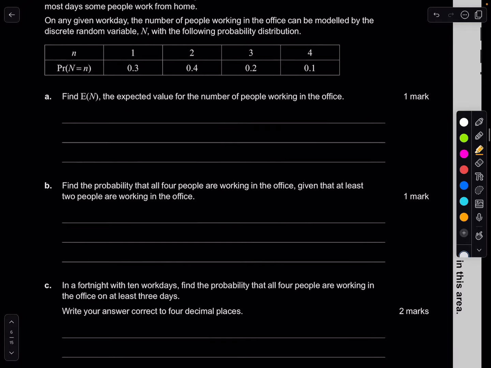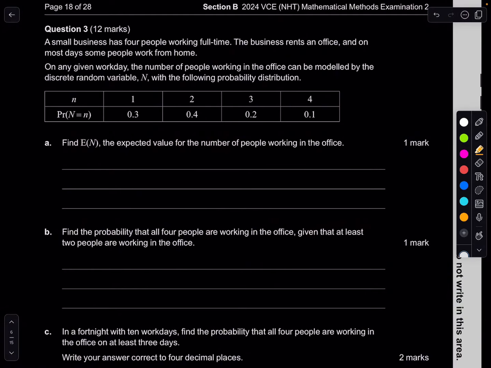We are done. So now we're up to question 3. Not a bad question. So question 1 and 2 were quite nice. So quite happy with those. Next question. A small business has 4 people working full time. The business rents an office. And on most days, some people work from home. On any given workday, the number of people working in the office can be modeled by the discrete random variable n with the following probability distribution.